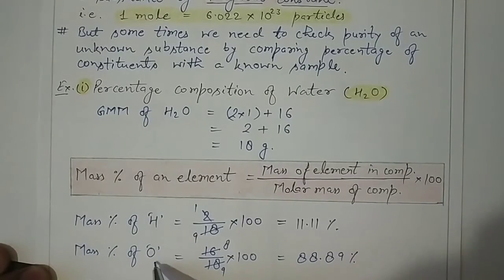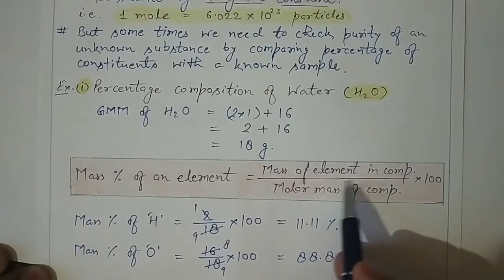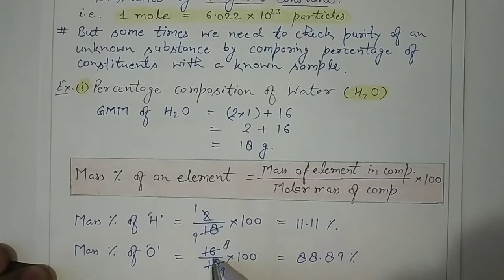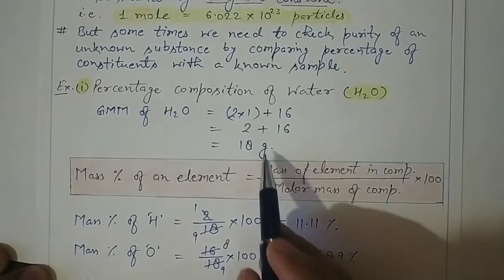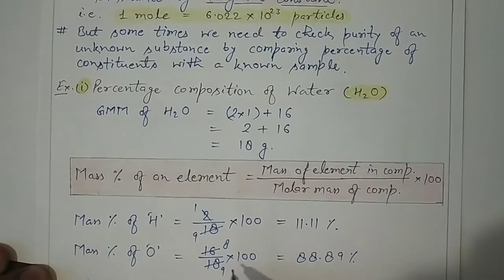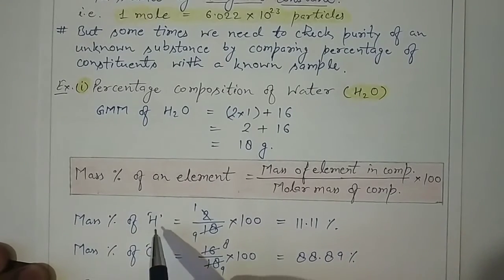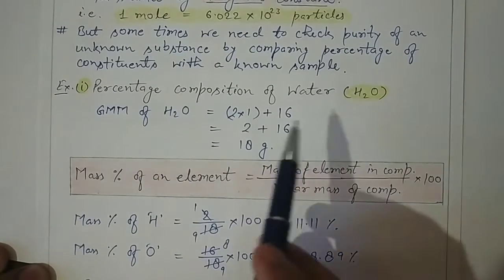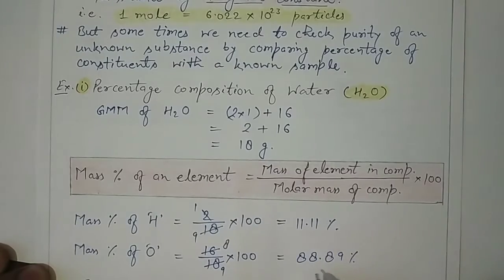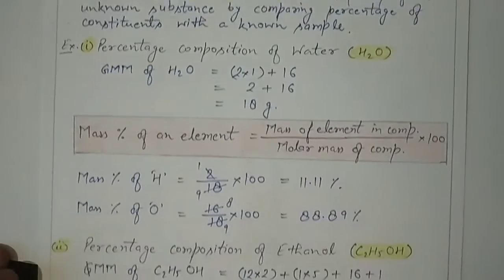Similarly, for the mass percent of oxygen, you can see that 16 is the mass of oxygen present in the compound, and the molar mass of water is 18. So 16 by 18 into 100 would be equal to 88.89%. By this we can say that the percentage composition of hydrogen and oxygen in water is this and this. Let's take one more example.